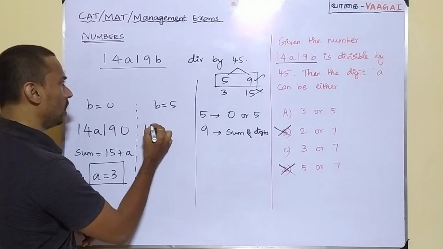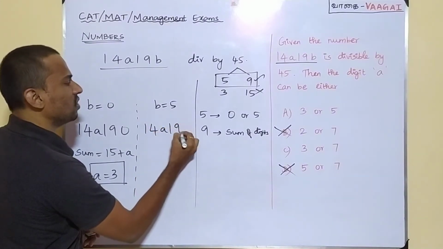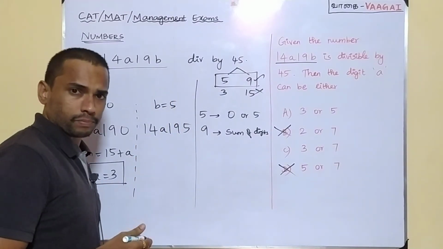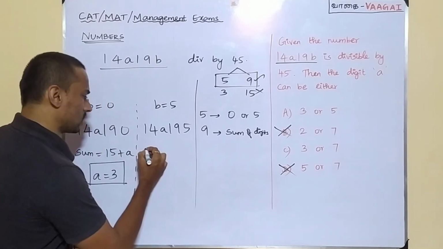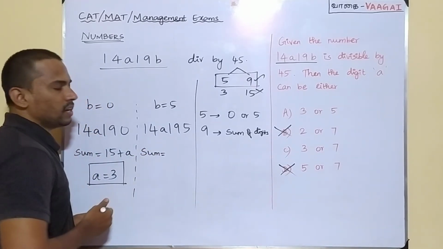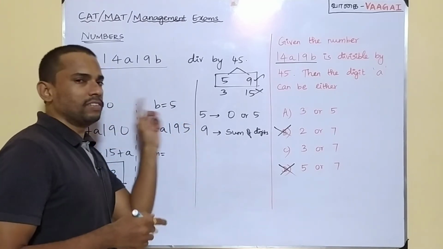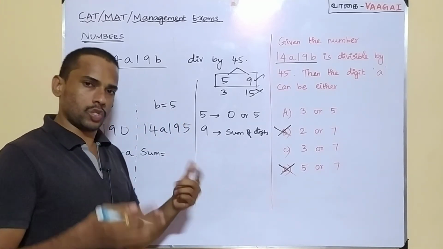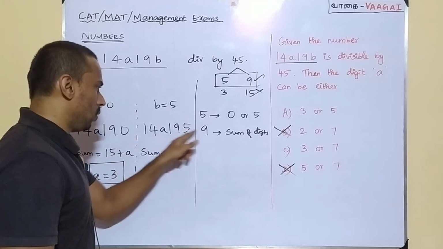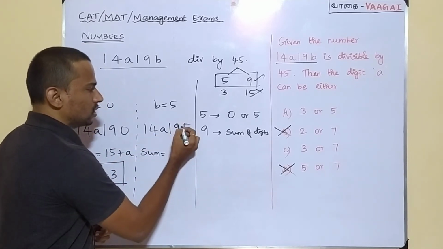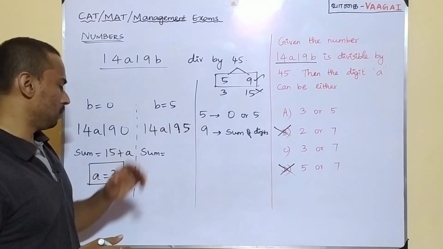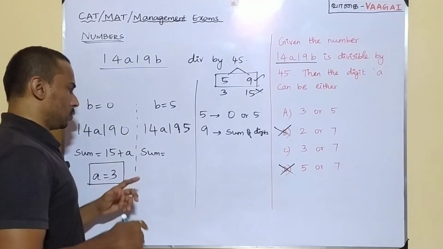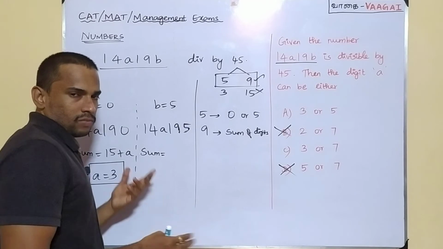Now what happens is 1, 4, A, 1, 9, 5. It becomes like this. Now again let's do the same thing. Let's try to take the sum of the digits. Why? Because again, since our number should be divisible by 9, our sum of the digits should be divisible by 9. That's the reason. Now this time what will happen? You just take the sum. It will simply become 5 extra, is it or not?